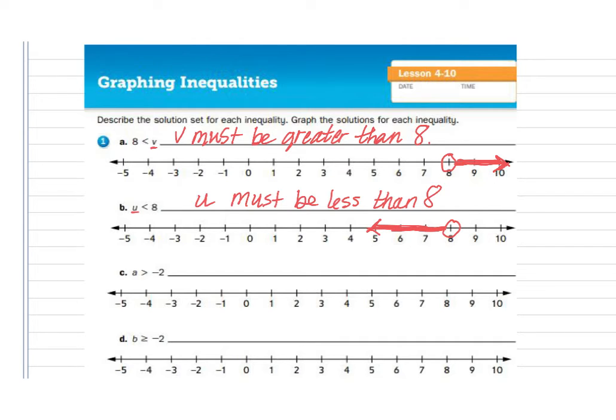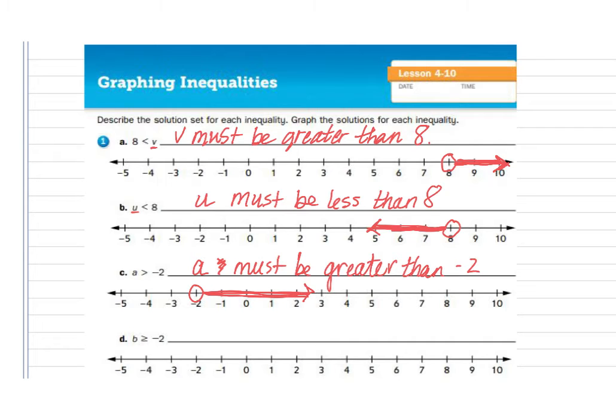On to C, A is on the greater than side of -2, so anything that A is going to be equal to must be greater than -2. So I start at -2. Greater values go to the right. The word greater has the R in it, and that helps me remember to the right.